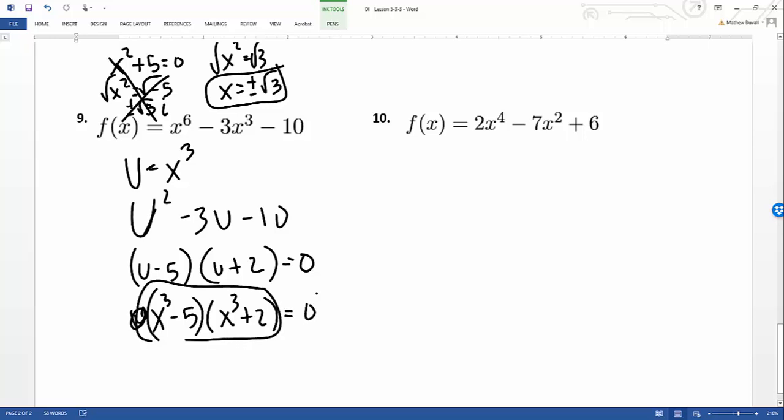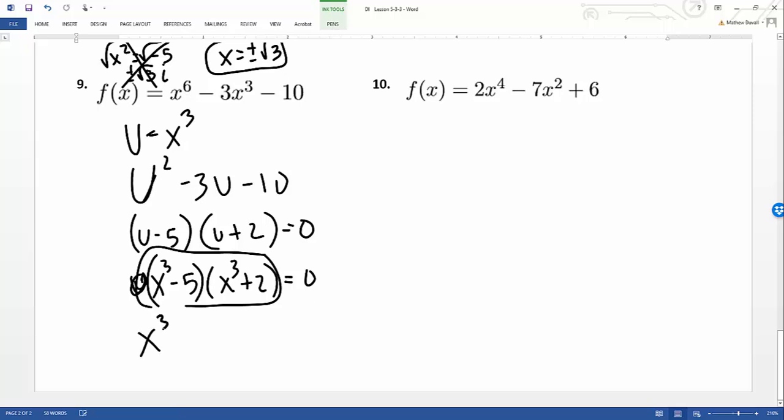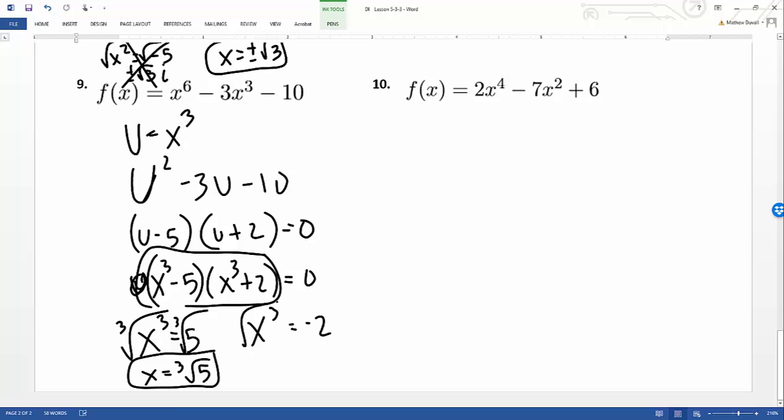But because it's set equal to 0, I get x cubed equals 5. Cube root both sides. Now when you take an odd root, there's no plus or minus. So that's just the cube root of 5. And then cube root of negative 2, because I subtract 2 on both sides. Cube root both sides. And it's okay that you have a negative inside of a cube root, because negative times negative times a negative would give me the negative 2, because it's an odd number of negatives. You're allowed to do that. So those would be my real zeros.